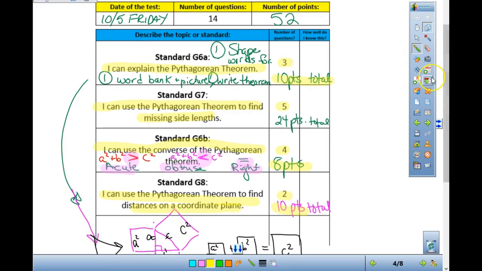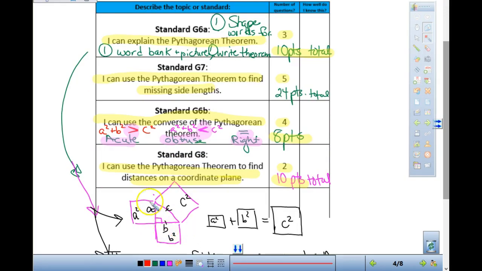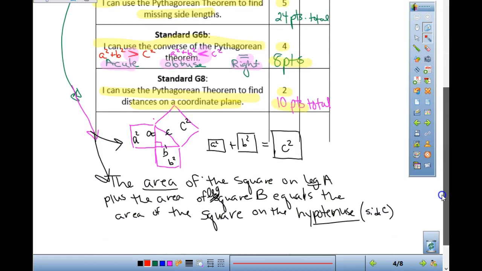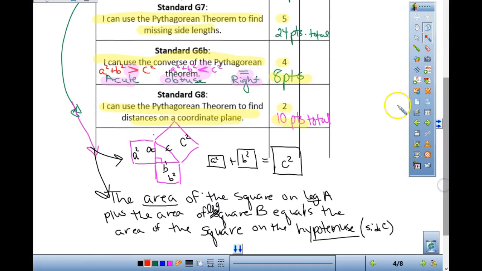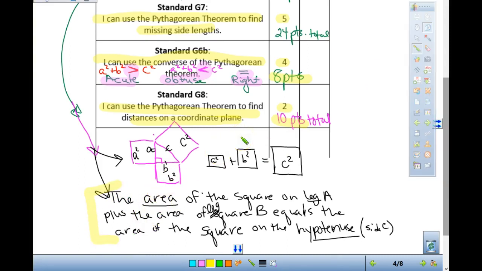Okay, 2 questions, 10 points. You have your triangle drawn with sides A, B, C, right angle. You have the squares coming off. Then I want you to put a squared plus b squared equals c squared. And then we are going to write this. So this is that first question, using a word bank to explain the Pythagorean theorem.